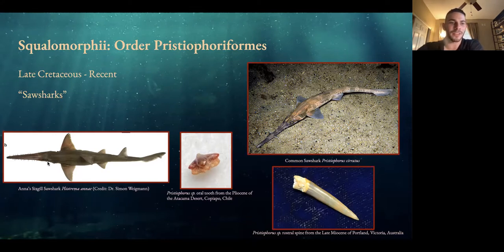And these are very fascinating in that they develop this elongated rostrum that has these rostral spines, such as this one from the Miocene of Australia, just lining the edges of the rostrum. We have two extant genera. We have Pristiophorus, which are the saw sharks, as well as Pliotrema, which are the six-gilled saw sharks. These are the only other sharks outside of hexanchiforms that have more than five gill slit pairs. The oral teeth, so the true teeth, are quite rare within the fossil record. However, you can maybe find these through micro screening and stuff like that. This is an oral tooth from the Pliocene of Chile.